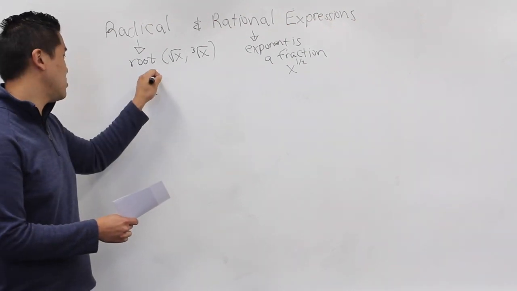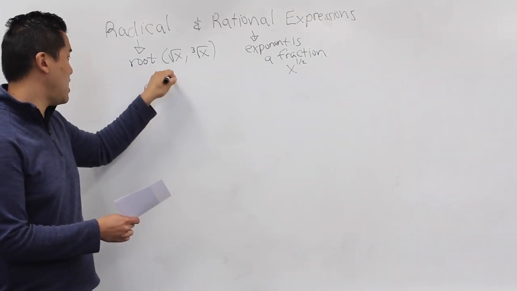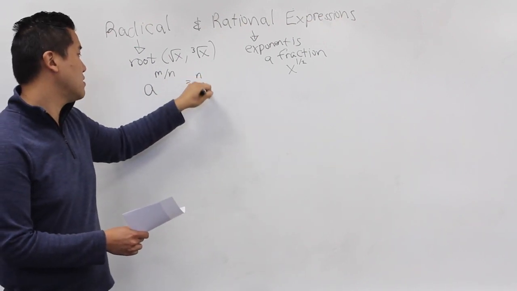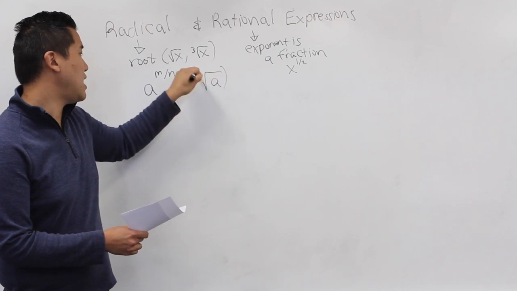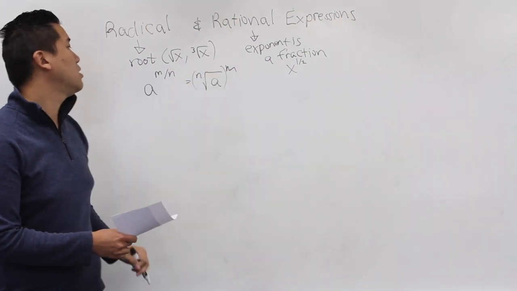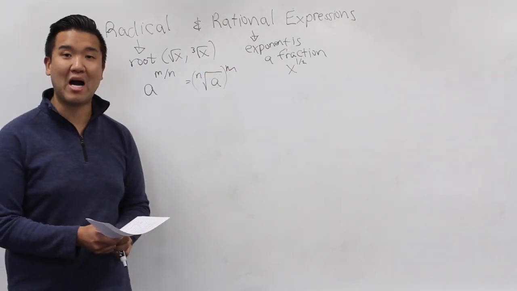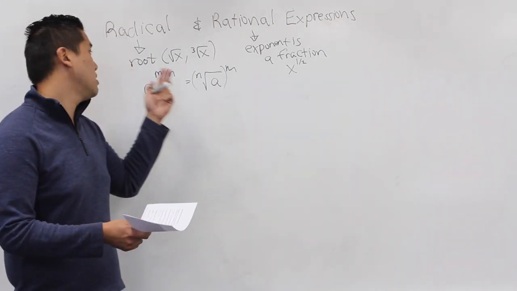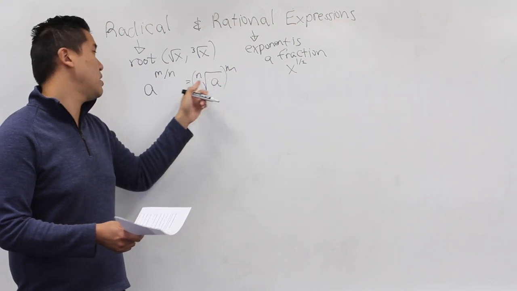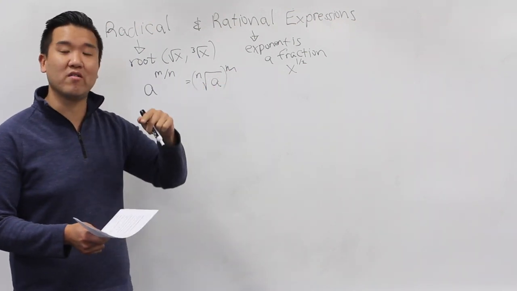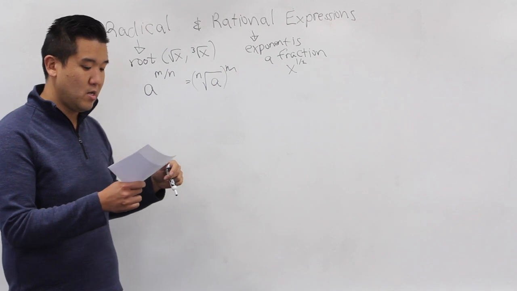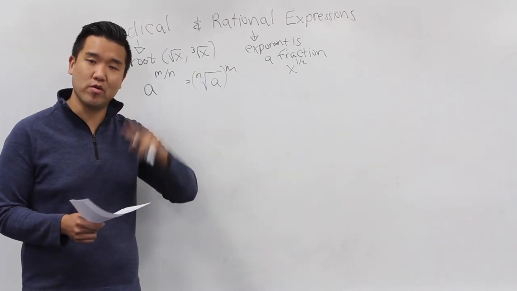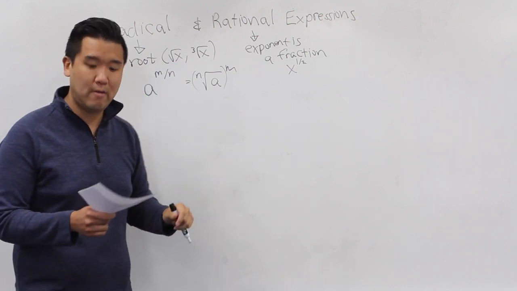So the rule that you need to understand is that if you have some value a, and then we take it to the m over n power, then the n represents the root, and the m represents the power. I'm going to say that a lot: power over root. So the power is your m, n is your root. The denominator of the fraction is always going to be your root. Say that 3 times: power over root, power over root, power over root. Go.